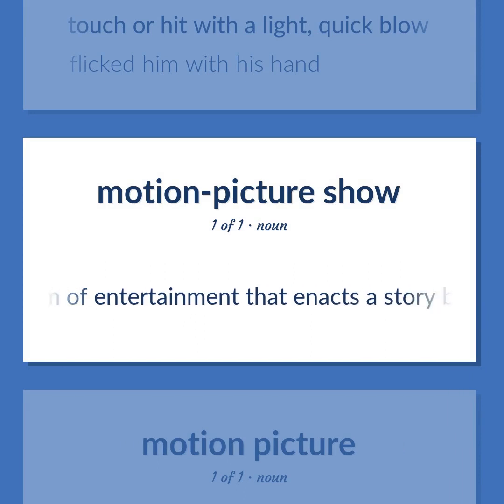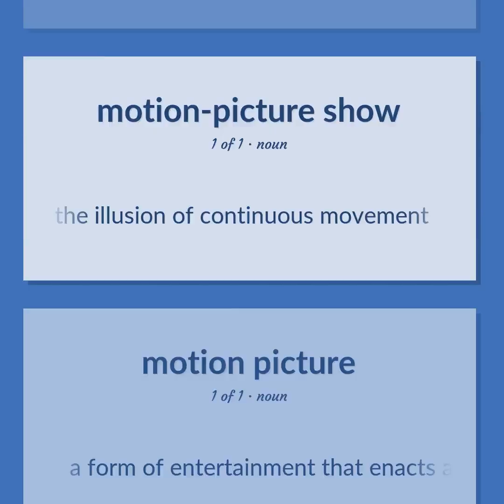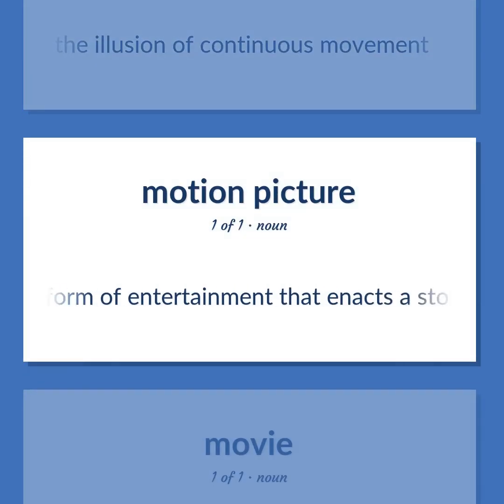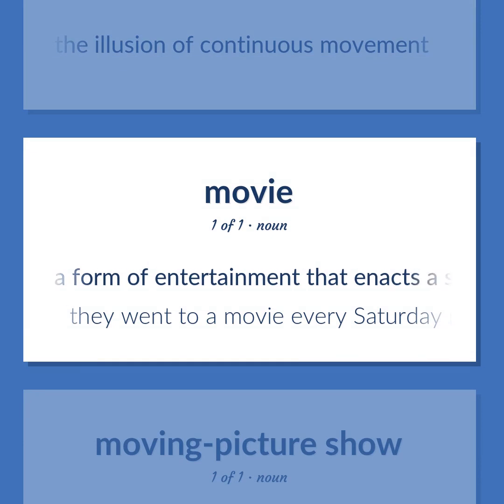A form of entertainment that enacts a story by sound and a sequence of images giving the illusion of continuous movement. They went to a movie every Saturday night.